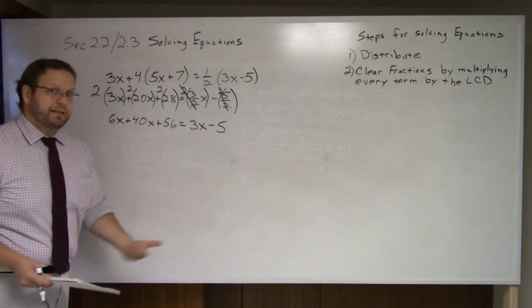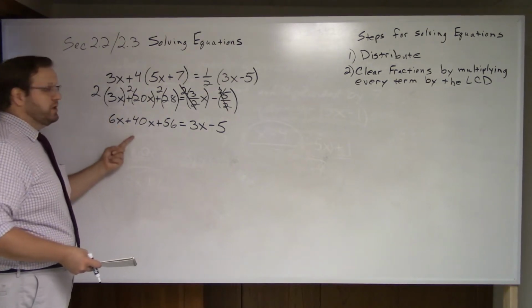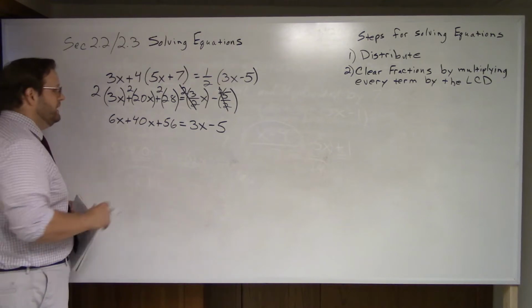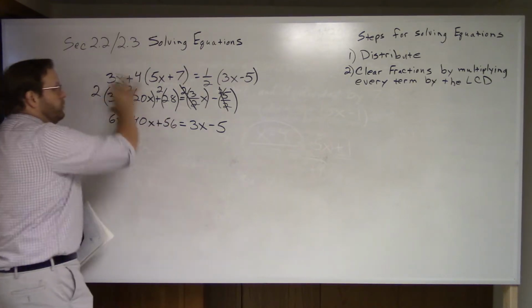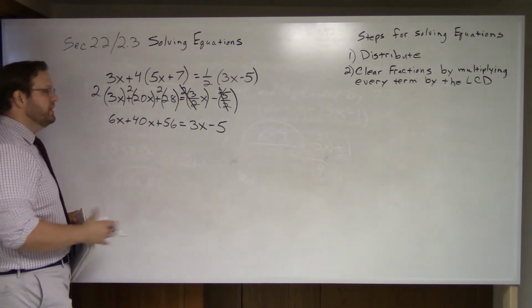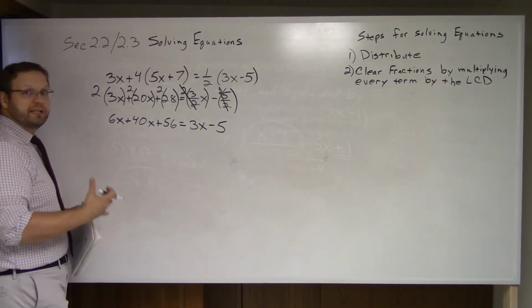I'm not saying that's a bad thing to do, but we should be checking as we go. You do a step, double check it before you move on. Okay? Now, after this, we laid it all out with distribution. We cleaned it up with clearing the fractions. The next thing I would do is shorten it if possible.